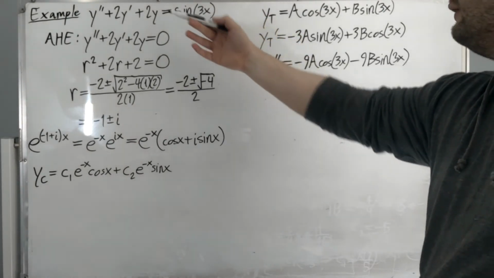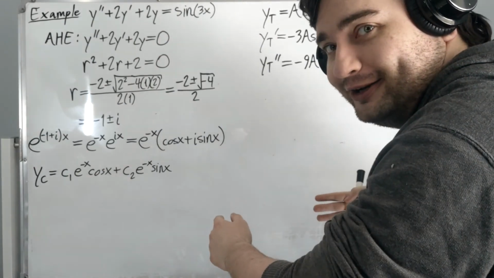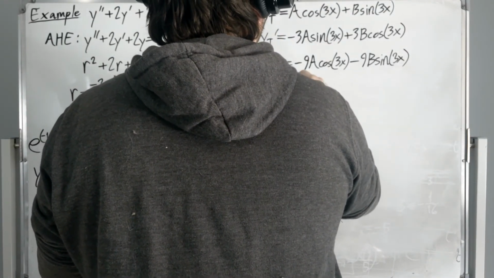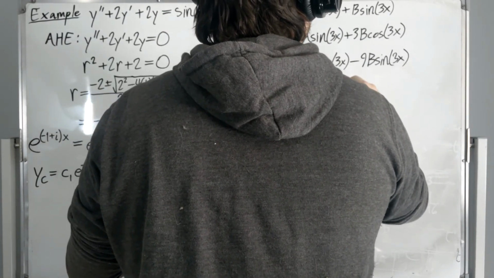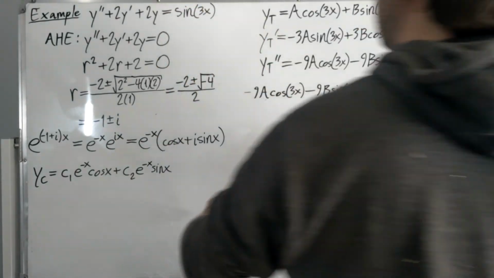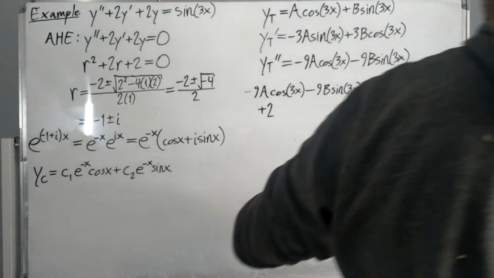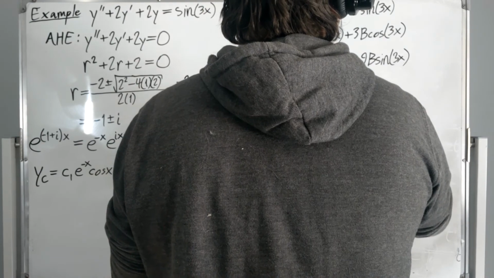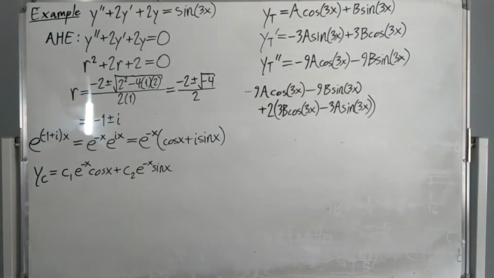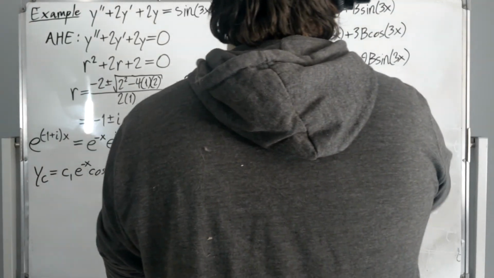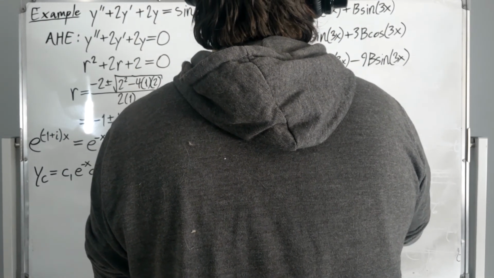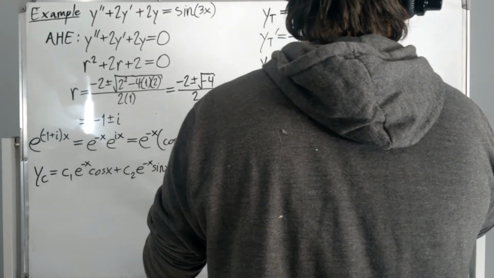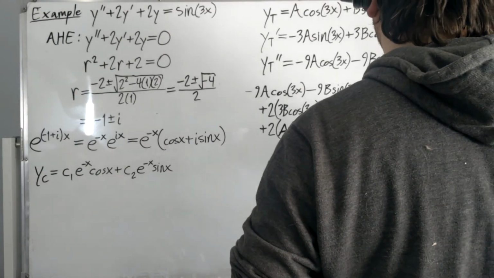You put this all together on the left side, and I'm going to write this in more than one line because writing it in one line would be impossible with the amount of space that I have. So let's see, we have negative 9a cos 3x minus 9b sin 3x. Add to this 2 times the first derivative, which is 3b cos 3x minus 3a sin 3x. Add to that 2 times the original. So that's going to be a cos 3x plus b sin 3x. And all of this added together should equal the sine of 3x.